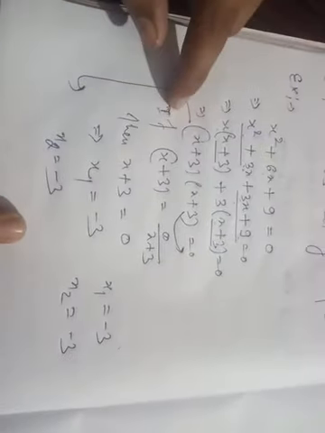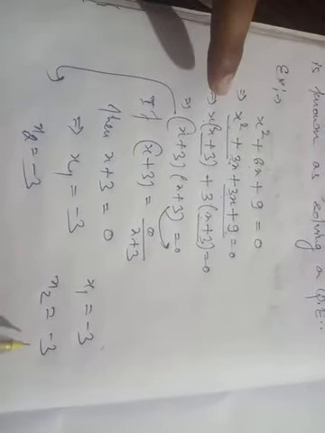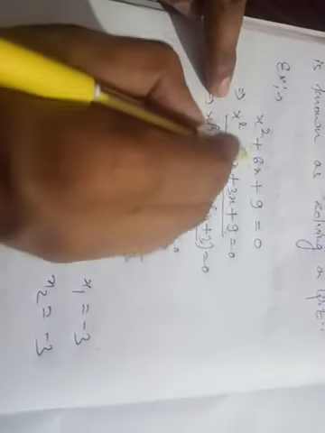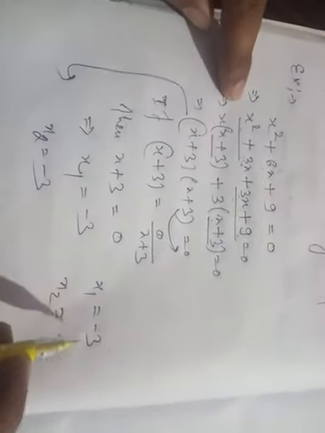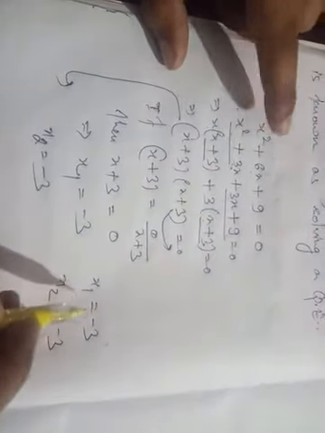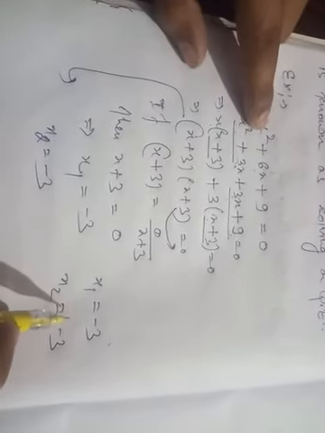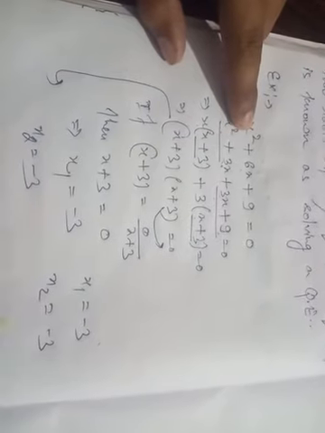So this is the way I have got the solution. I have got the two roots of the given quadratic equation, that is x square plus 6x plus 9 equal to 0. And the two roots are what? Minus 3 and minus 3. Because this is a quadratic polynomial, these are the two zeros of this quadratic polynomial, which is given here as a quadratic equation. So these are the zeros.